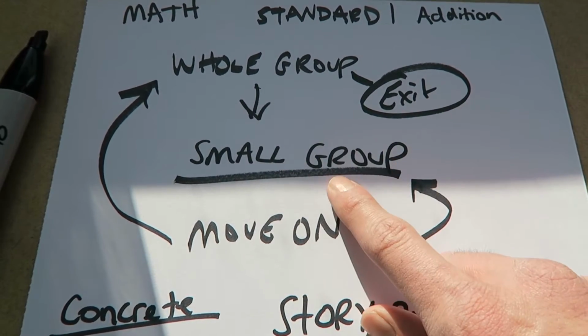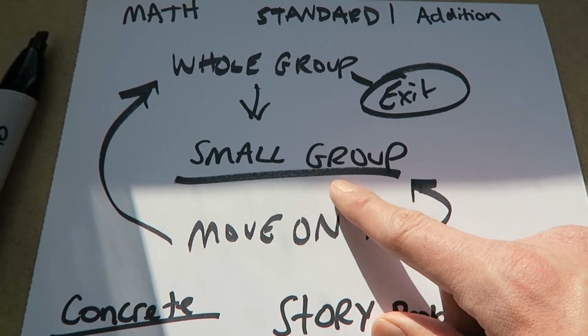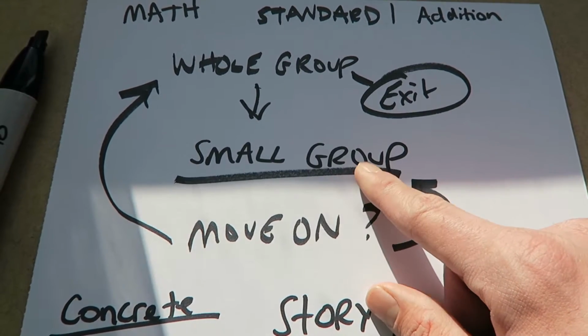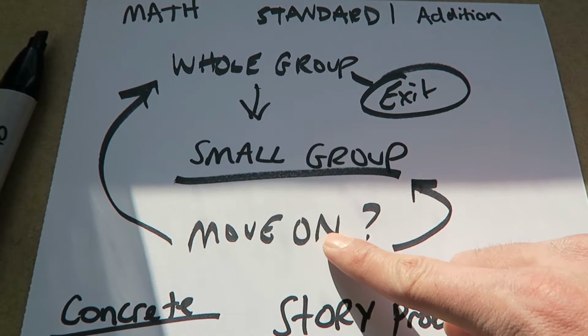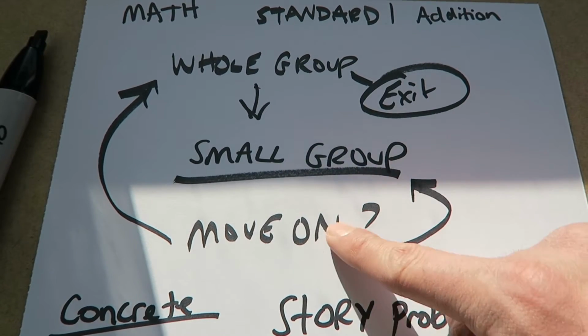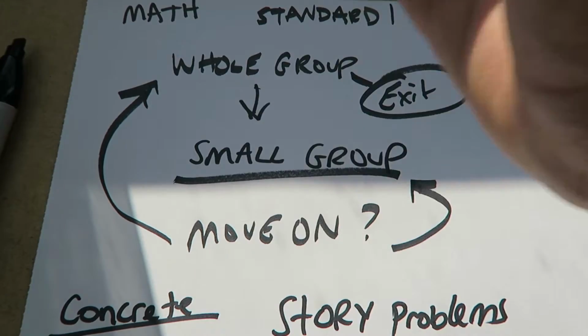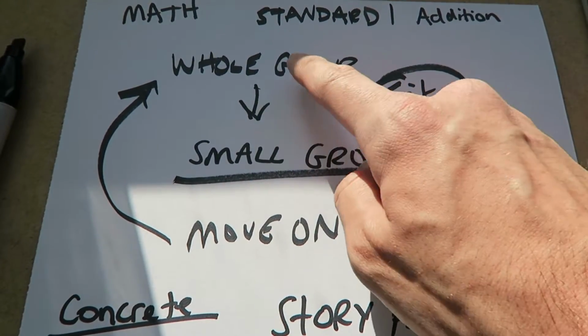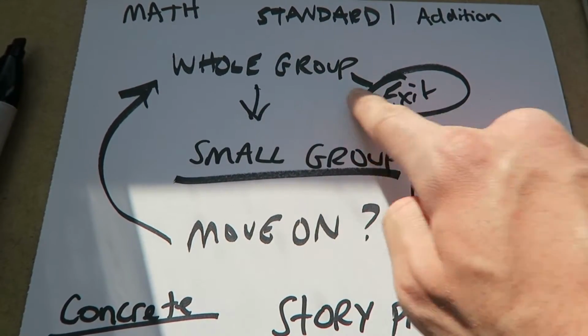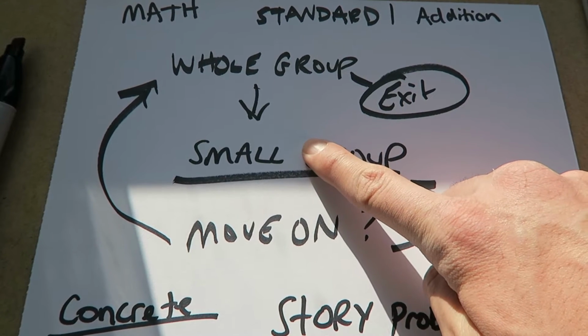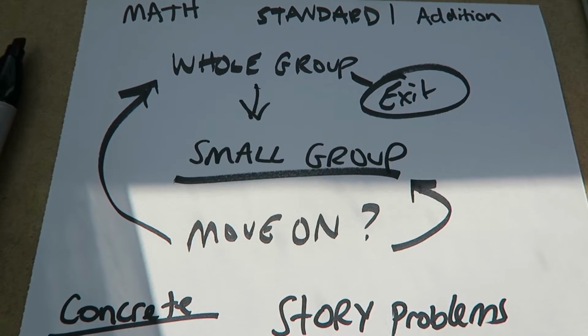I won't even plan this lesson until at least Wednesday, probably after school Tuesday or Wednesday, depending on where they are. Then after my small group lessons, you have to determine if it's time to move on from the concrete. That's just sort of the flow of it. But it all depends on the whole group lesson, the exit ticket, and how they perform in small group.